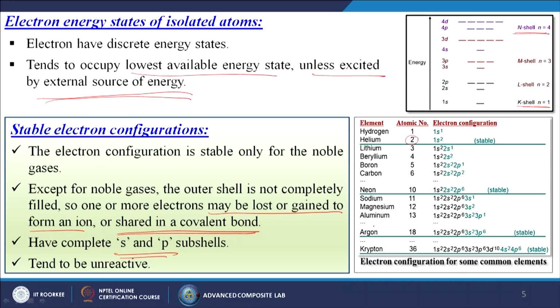So, when we are talking about, say, carbon, it is 6, that means 1s2, 2s2 and 2p2, so it is total 6. When you are talking about magnesium, it is 12: 1s2, 2s2, 2p6 and 3s2. When we are talking about argon, it is having 18, like 1s2, 2s2, 2p6, 3s2, 3p6. So, it is so on.